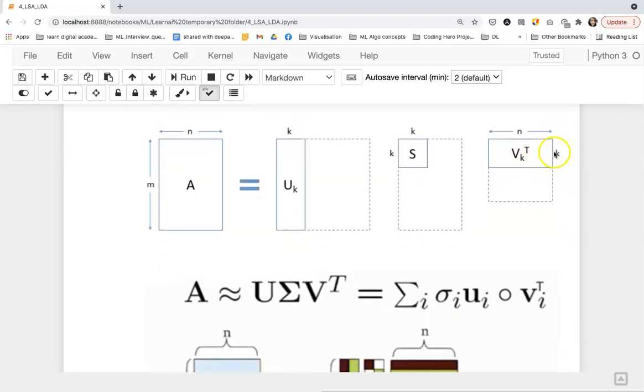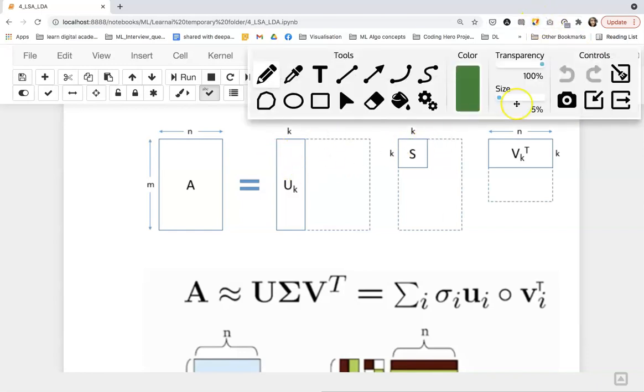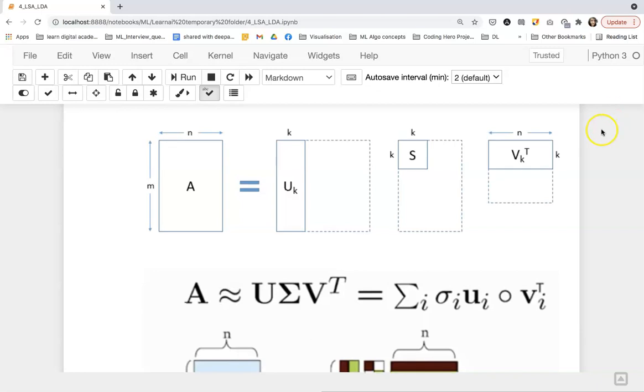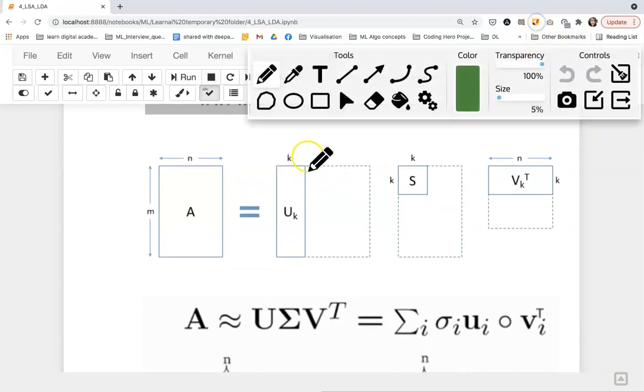So let's see how it will decompose first of all. Now this is m, this is n, and this will be m. This will have m and k, or we can say r. Instead of k, you can take r. Now this will be r cross r, r number of rows and r number of columns, or k number of rows and k number of columns.